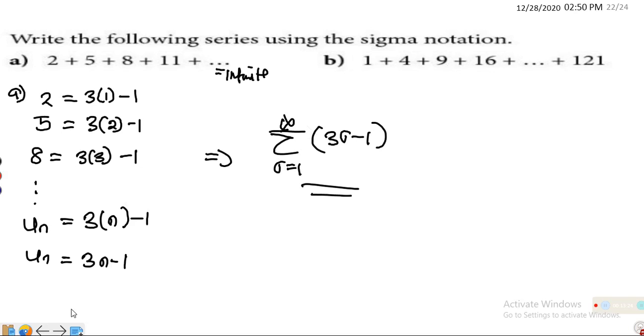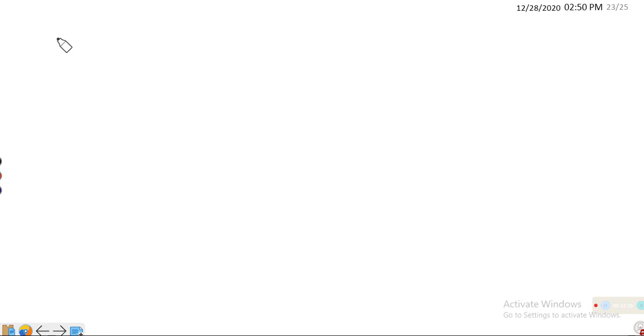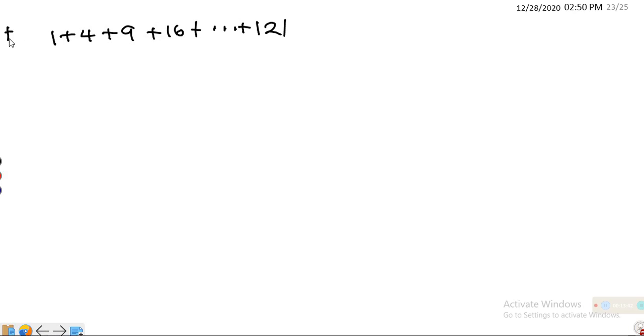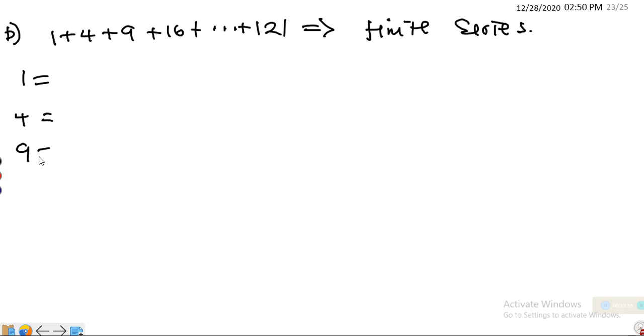We can generate for B: 1, 4, 9, 16, 25. So this is 1 plus 4 plus 9 plus 16 plus up to 121. Okay, let's check. Yeah, so of course we have a last term here. This is a finite series. So let us generate the nth term. So this is 4 and this is 9.